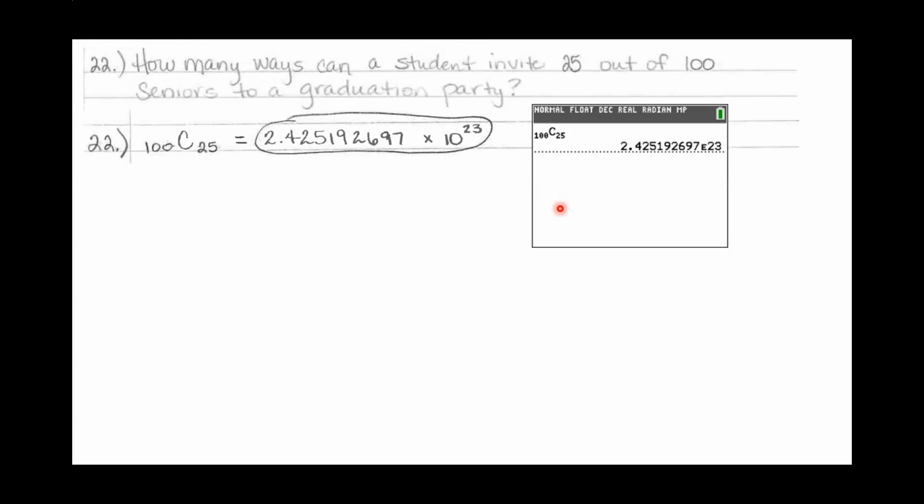All right, 22. How many ways can a student invite 25 out of 100 seniors to a graduation party? All right, doesn't matter if I get invited first or if I get invited 25th, I still get to go to the party. So that is a combination. 100 to choose from, choosing 25. Definitely throwing that one in my calculator, and here's what we get. So again, that's scientific notation for this number times 10 to the 23rd. So that would be like taking this decimal and moving it 23 places.